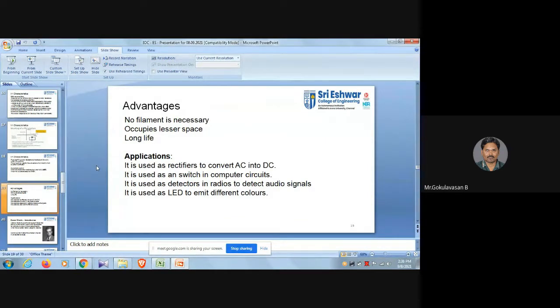As its name tells, an LED is a light emitting diode. So whenever the diode is forward biased, or whenever the switch is closed, or whenever it is operating, light will be emitted. That is the difference. If light is glowing, that means the diode is forward biased. If the light is turned off, it is a reverse biased condition. That is a well-known fact. This is regarding the PN junction diode.